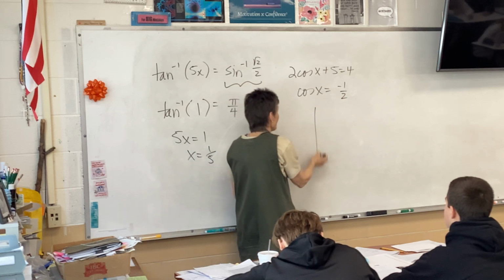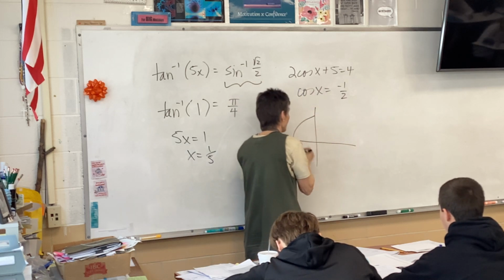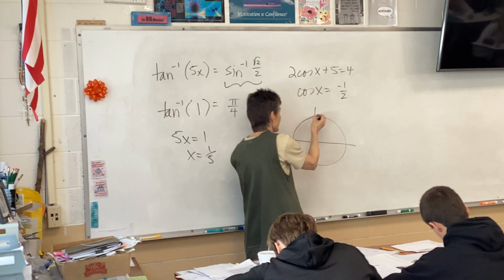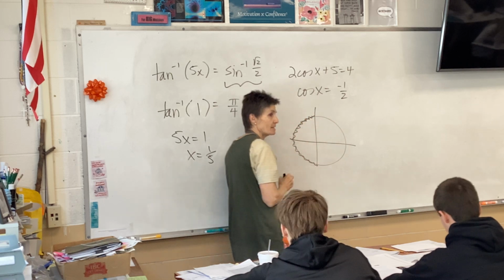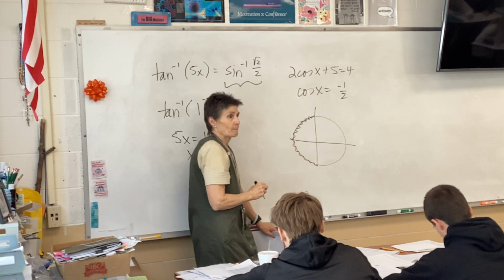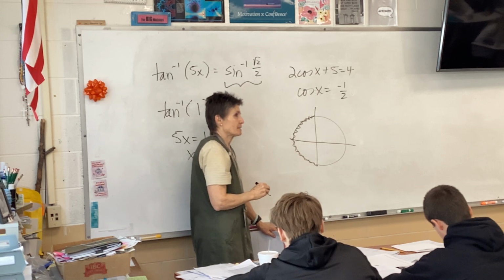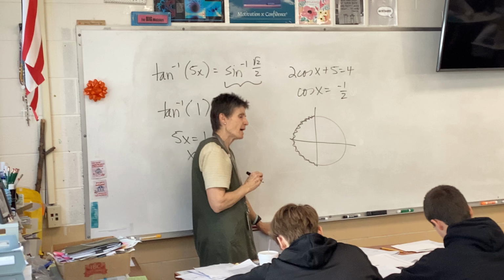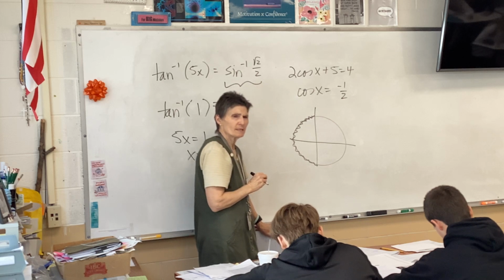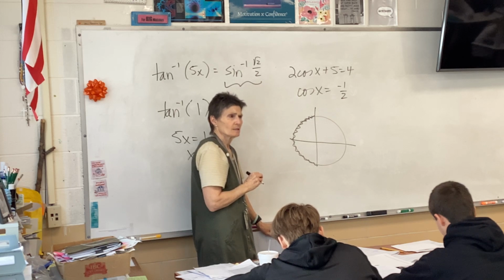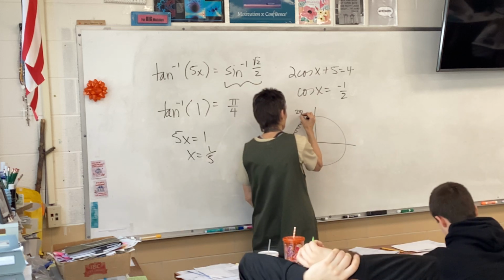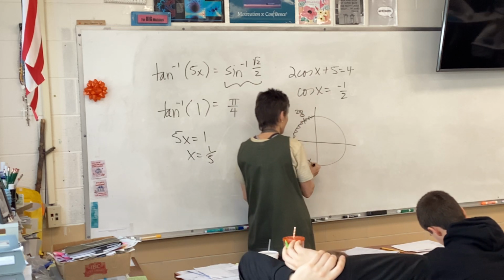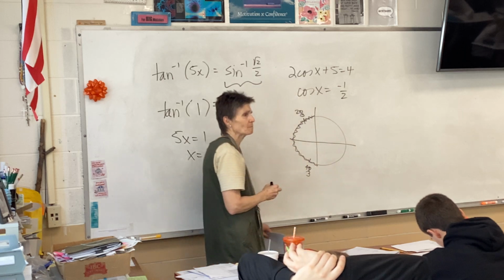So wherever my answers are, they have to be over here. Would you all agree with that? This is where the cosine is negative. And if the cosine is 1/2, the angle is pi over 3. But I'm over here, so it's going to be 2 pi over 3 and 4 pi over 3. Would everybody agree with that?